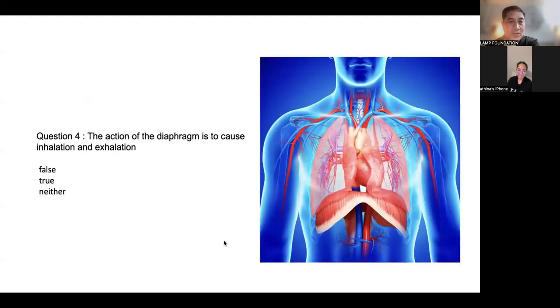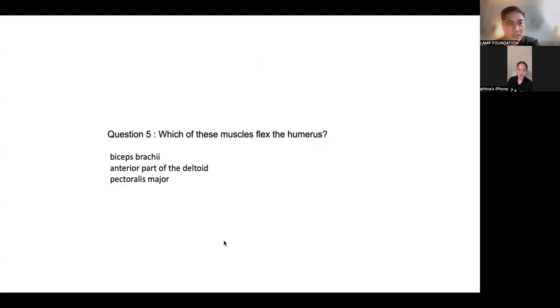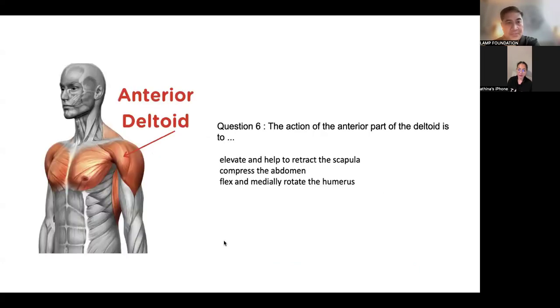Action of the diaphragm is to cause inhalation and exhalation. True or false? It is true. Which of these muscles flex the humerus? The anterior part of the deltoid. The action of the anterior part of the deltoid is to flex and medially rotate the humerus.